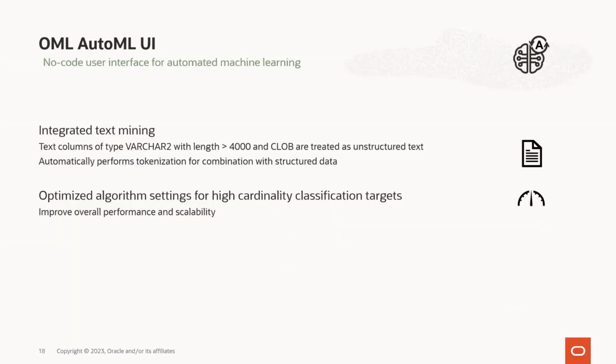With the AutoML UI, we've augmented this to support integrated text mining, where one or more columns of unstructured text are automatically handled for feature extraction or tokenization. Here, we combine structured and unstructured data to potentially increase model accuracy. In this case, if the type of the column is a VARCHAR2 greater than 4000 or a CLOB, character large object, this triggers the treatment for automated text feature extraction. Now, a second feature involves optimized algorithm settings for high cardinality classification targets, and this helps to improve the overall performance and scalability. This occurs behind the scenes automatically.